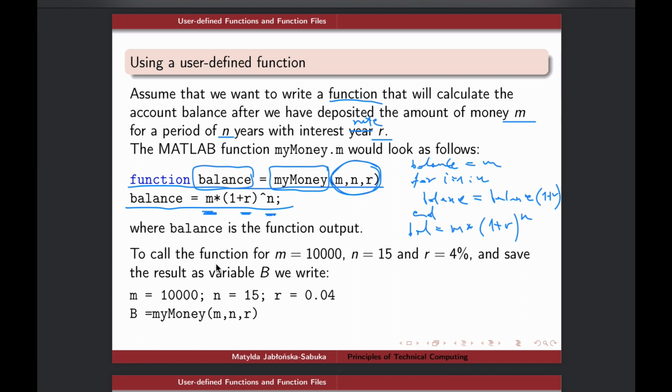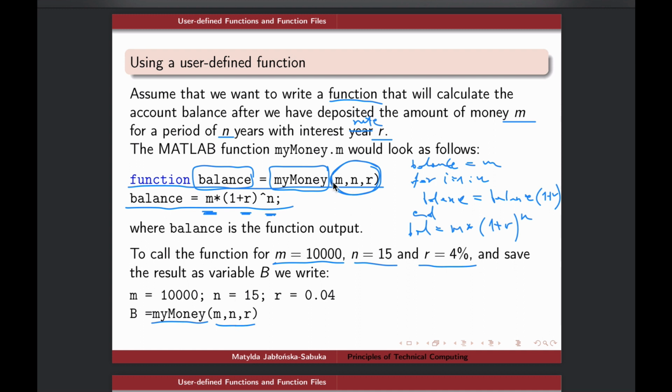So how does it work in practice when we then want to call that function? Well, within a script we would define specific values for which we want the calculation to be done. So for instance, I want initial money to be 10,000, number of years 15, and I know the interest rate is 4%, and then I want to call my function and calculate. Calling the function means that you have to again give its name. Then in round parentheses, you have to give the input arguments, and notice they have to be in the same order.